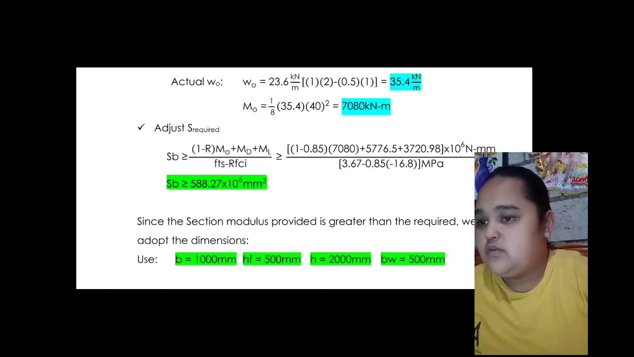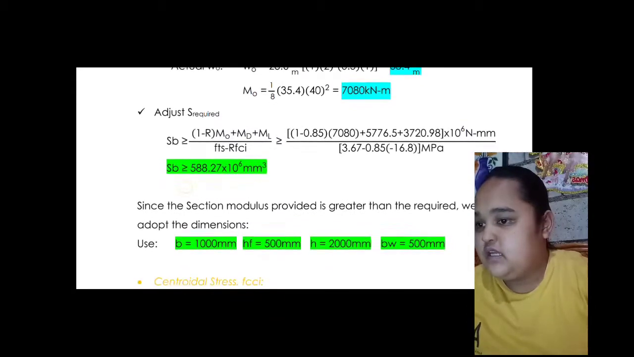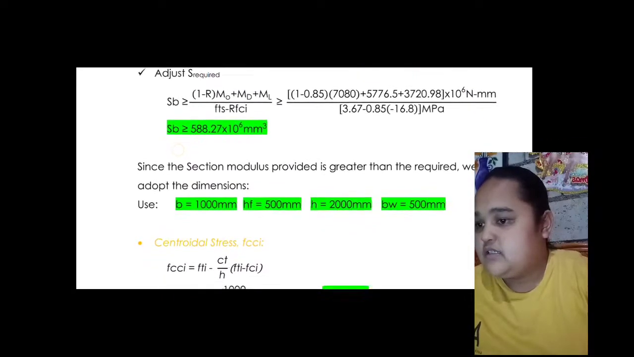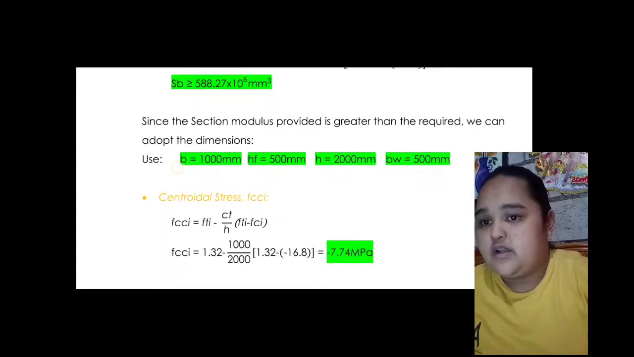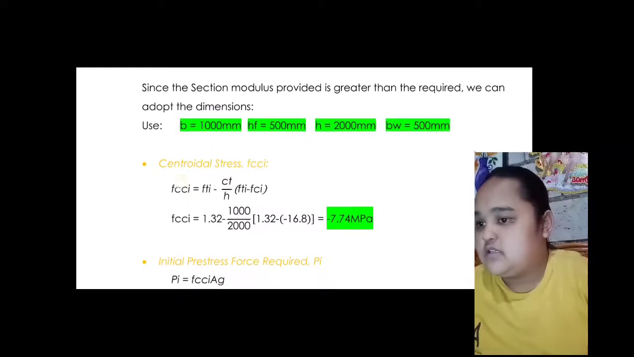MO is equal to 1 over 8 times 35.4 times 40 squared, which is equal to 7,080 kilonewton meter. Adjusted, the S required, the SB, is 588.27 times 10 raised to 6 cubic millimeter. Since the section modulus provided is greater than the required, we can adopt the dimensions.